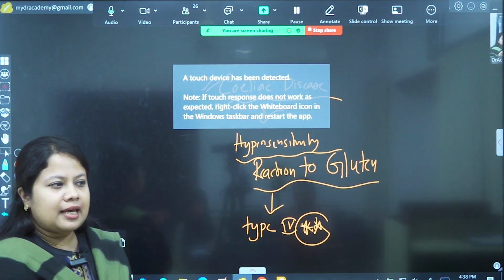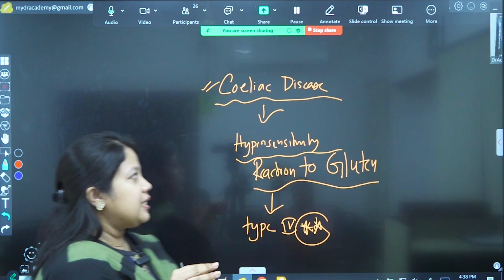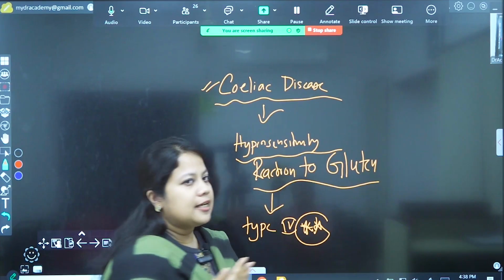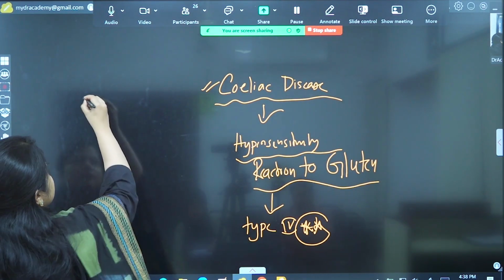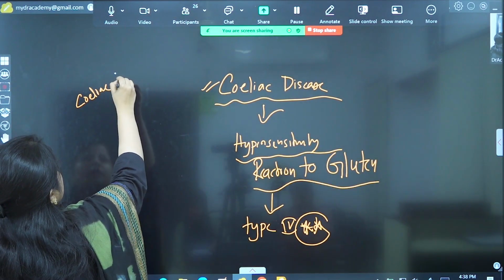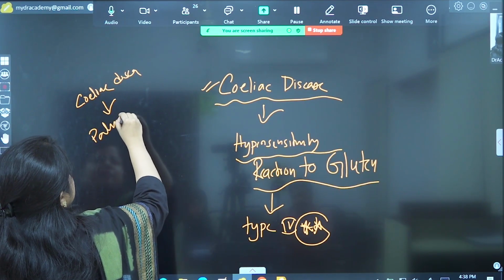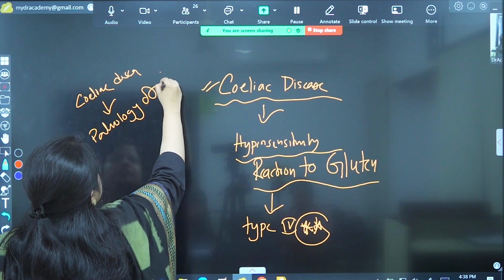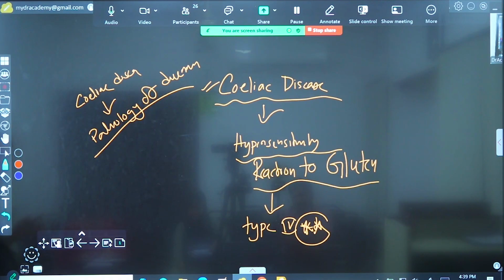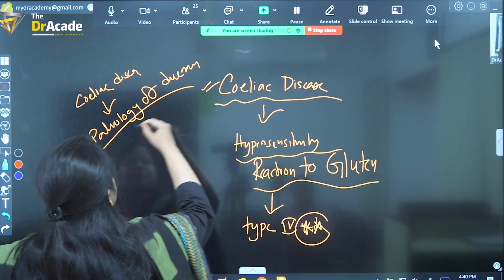So what happens in case of celiac disease? Now tell me, which part of the GI tract is involved in forming celiac disease? Proximal colon? Celiac disease is basically a pathology of the duodenum. Okay, now what happens in case of celiac disease? We will read the pathogenesis of celiac disease.